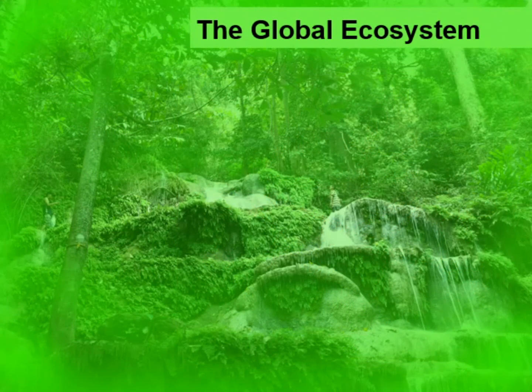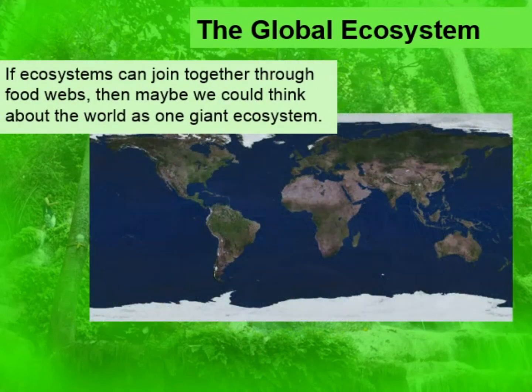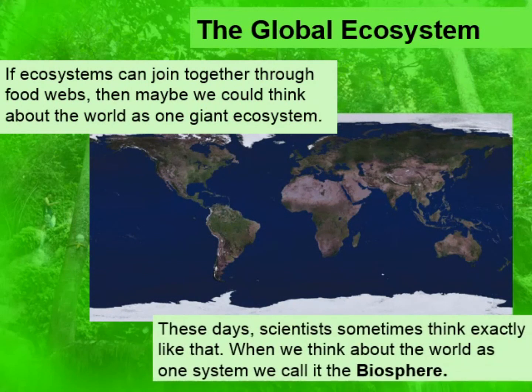In fact, if you really want, you can think of the world as a global ecosystem. If ecosystems just blur together, then you could think of the world that way, and in fact many scientists think exactly like that now. They think of the world as one giant system, and this system is what we call the biosphere.